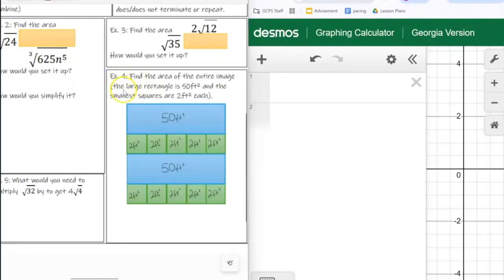Now, because I cannot do every single question that anyone will ever ask you, I want you to think about how to do this one. It says, find the area of the entire image, the large rectangle, that's this large one right here, that's 50 feet squared, and the smallest squares, these green ones right here, they're 2 feet squared each. Can you find me the area of the entire image? Just think about it for a second. If you get stuck, I'll definitely help you. But remember, one of the things that I want to teach you in this class is how to think. So go ahead and give that a good try. Let's practice.